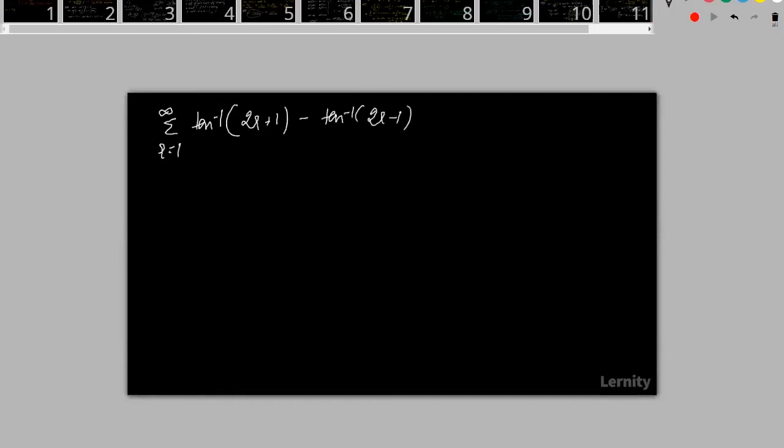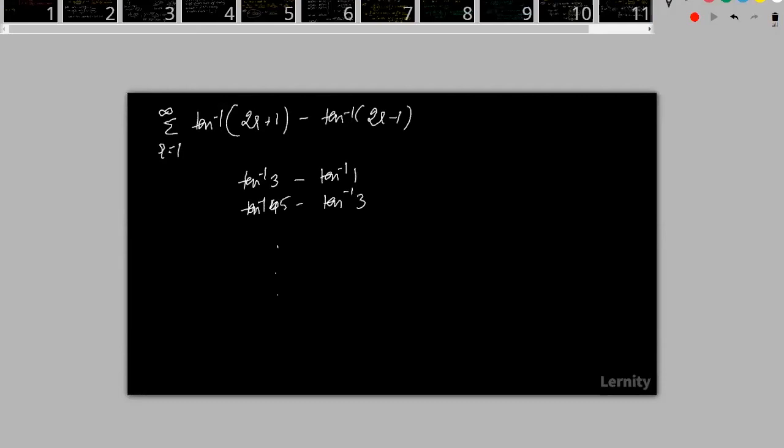So we start substituting from r is equals to 1. So this will become tan inverse of 3 minus tan inverse of 1. For r is equals to 2, this will become tan inverse of 5 minus tan inverse of 3, and so on, right? And at the end, what will you get?